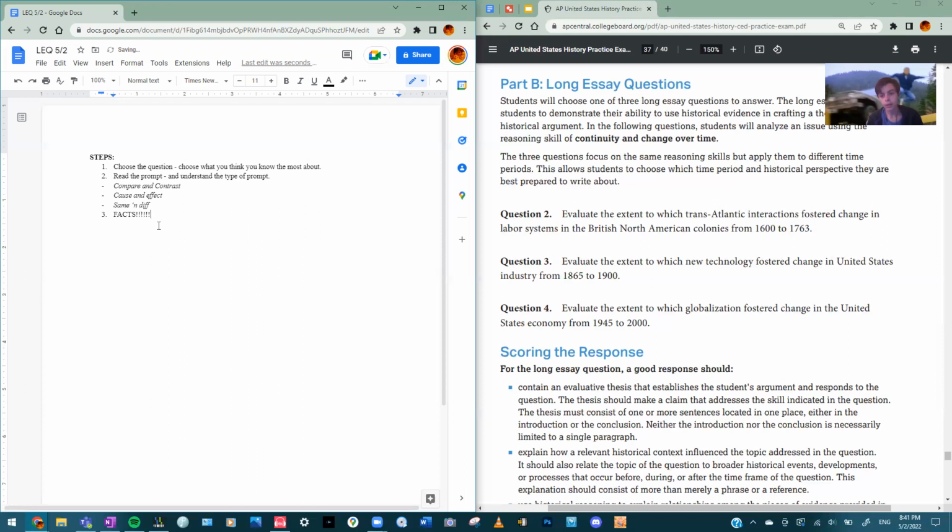So you don't have a planning time for the LEQ. You only have 40 minutes. So let me put that up here. 40 minutes to write it. But you should spend some time kind of planning.